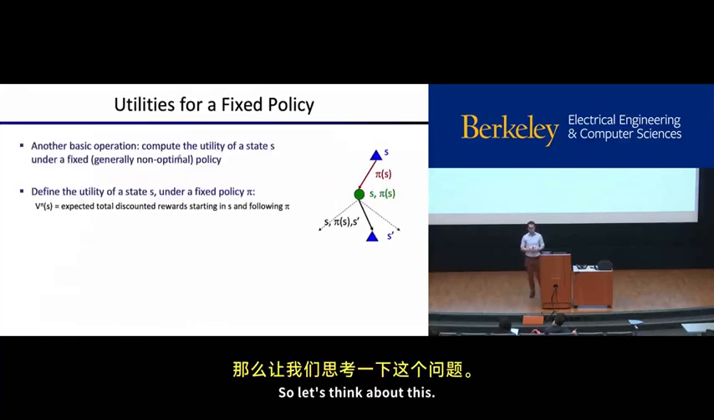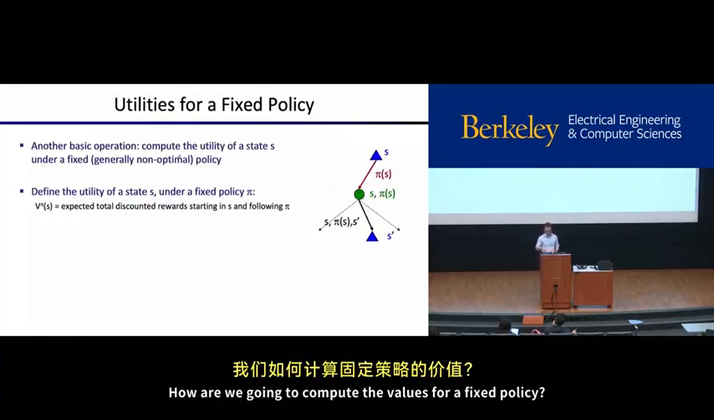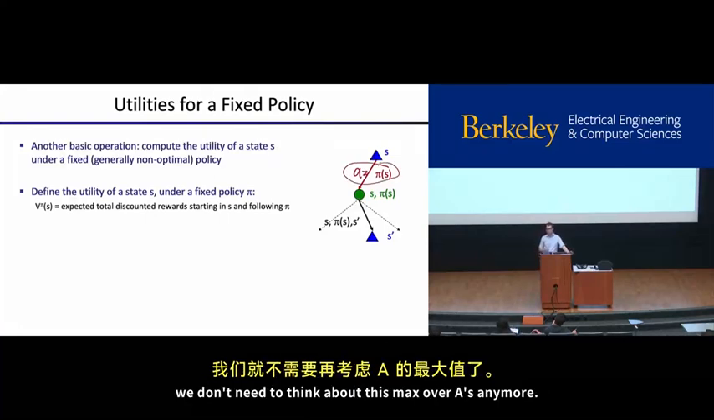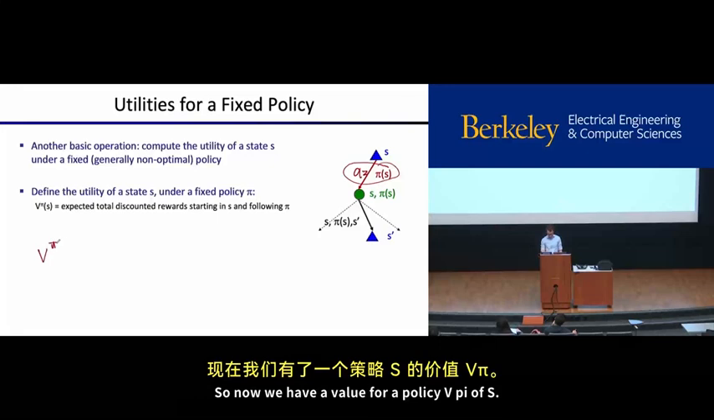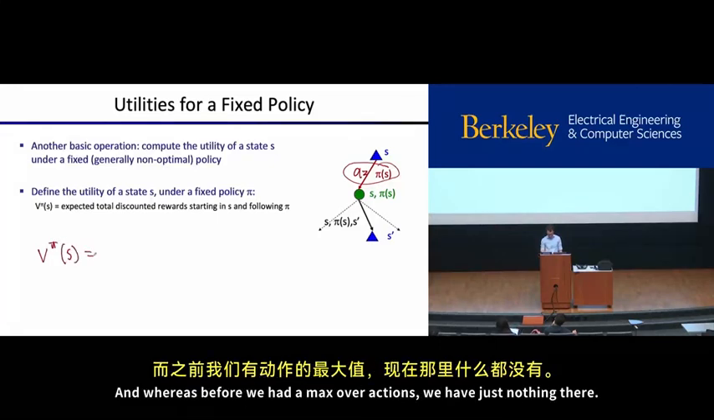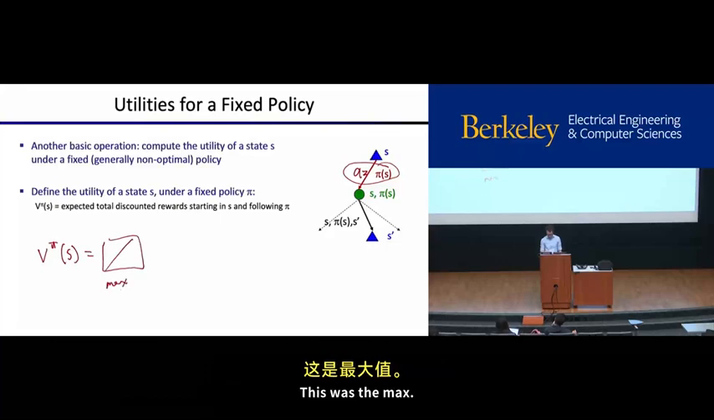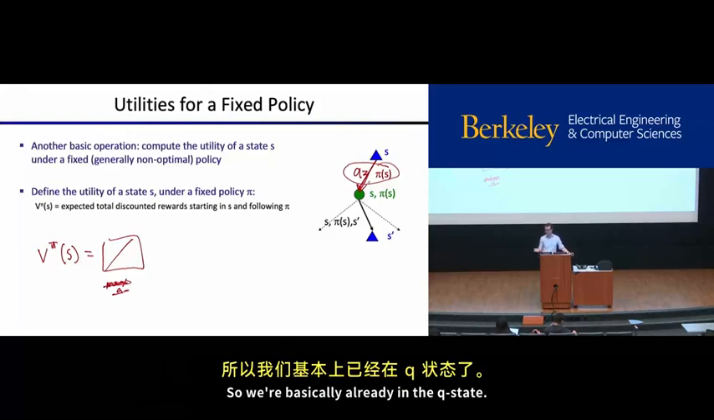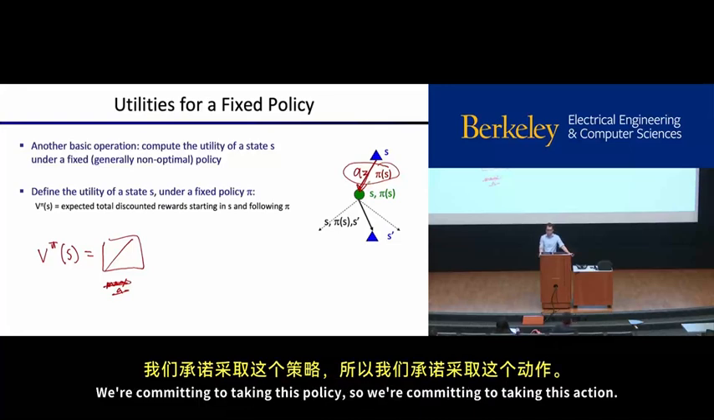So let's think about this. How are we going to compute the values for a fixed policy? Well, right away, if there's only one action, A equals pi of s, we don't need to think about this max over a's anymore. So now we have a value for a policy, v pi of s, and whereas before we had a max over actions, we have just nothing there. This was the max. We don't have that anymore, okay? What do we have? Well, we're taking this action A because it's given to us by the policy, so we're basically already in the Q state. Right? We're committing to taking this policy, so we're committing to taking this action.